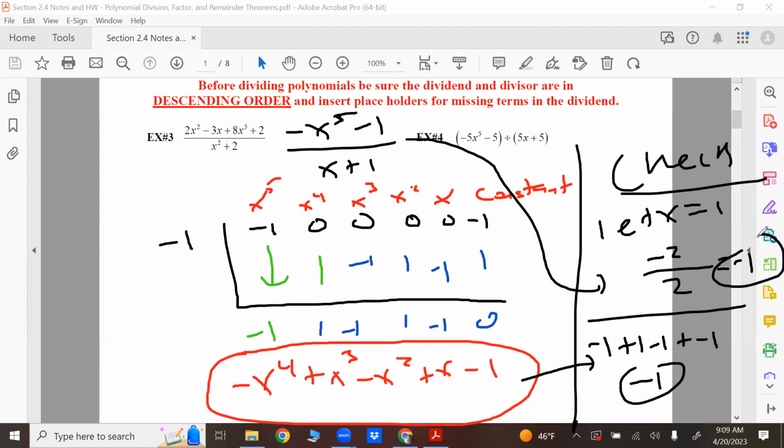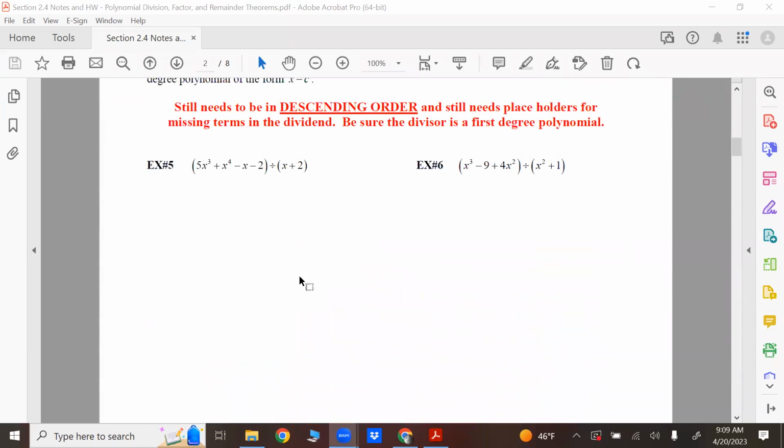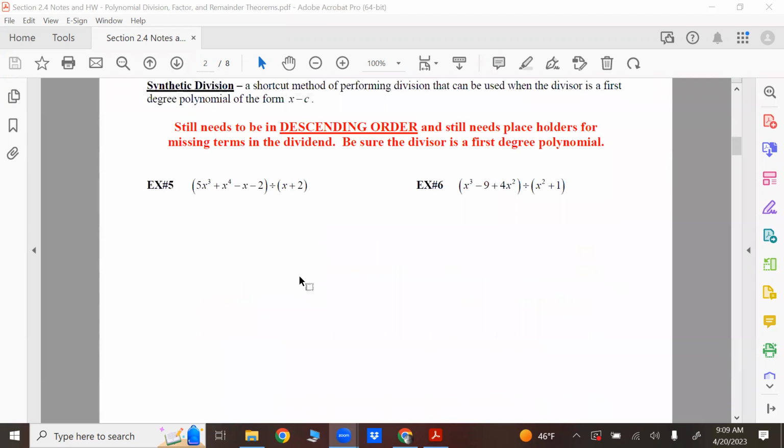How do you want us to write our answer? Do you want to write it in the red? The red. The black is just a check. So you have to go a step further than that. Yes, exactly. So we're going to do some more. I'll do synthetic because long division is kind of just painful. Yeah, it sucks. Okay, let's look at example 5.